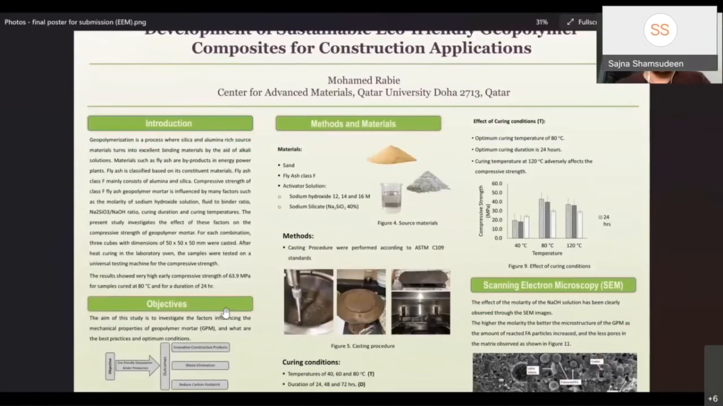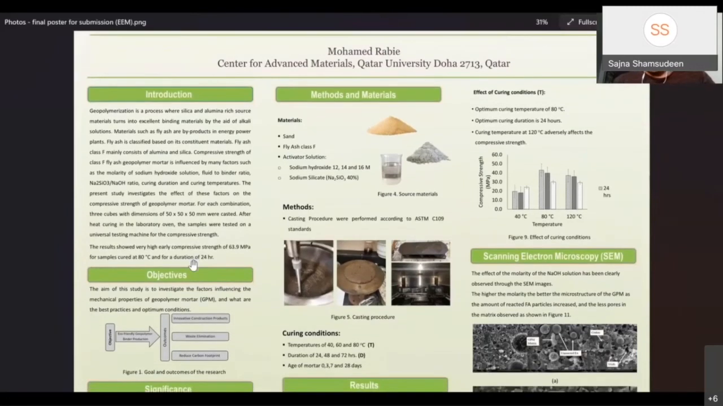So in this study, we developed a parametric study to investigate the feasibility of using alkali activated mortar in construction applications. We evaluated that based on the mechanical strength and also the flexural strength. In conclusion, the results showed very high early compressive strength, reaching 63.9 megapascal for samples that were cured at 80 degrees, and that's only after 24 hours of curing.